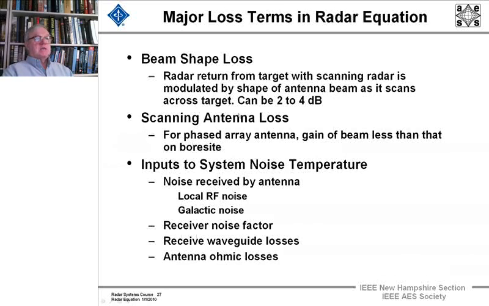So, scanning antenna losses. A phased array radar is set up so that the radar goes out and looks, slightly overlapping, at different points in space.